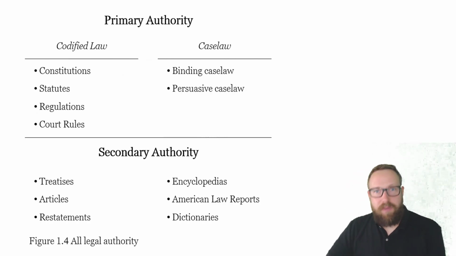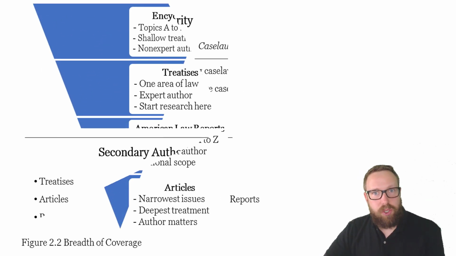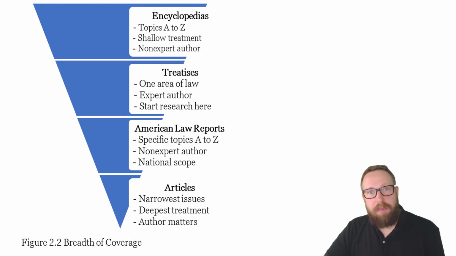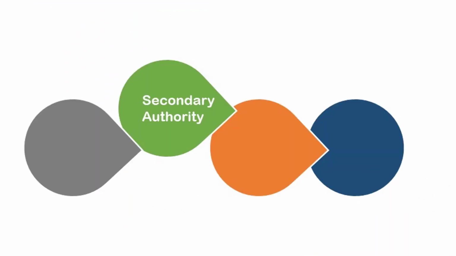Now in Skill 2.2, this is where you learn about the different types of secondary authority and which is the best one. We're going to choose a treatise because it's written by an expert and it's right in the sweet spot between the breadth and depth of coverage. So we're going to choose that.